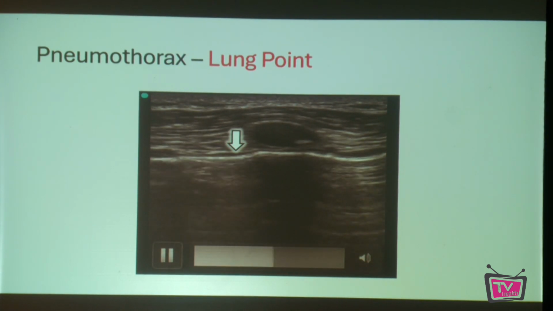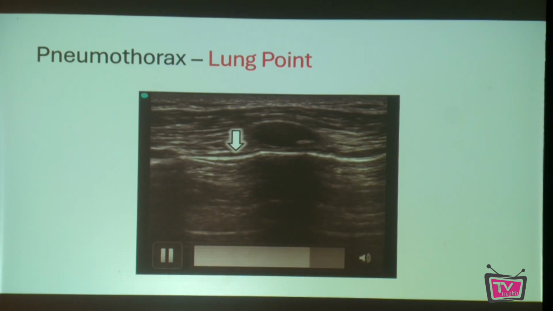You can see one part of the pleura with a total absence of lung sliding, and one part where there is moving lung. You can see the moving parietal and visceral pleura here. So the junction between the moving and non-moving areas is called the lung point. It's highly specific for pneumothorax, because absent lung sliding can also be there in case of pleural fibrosis.